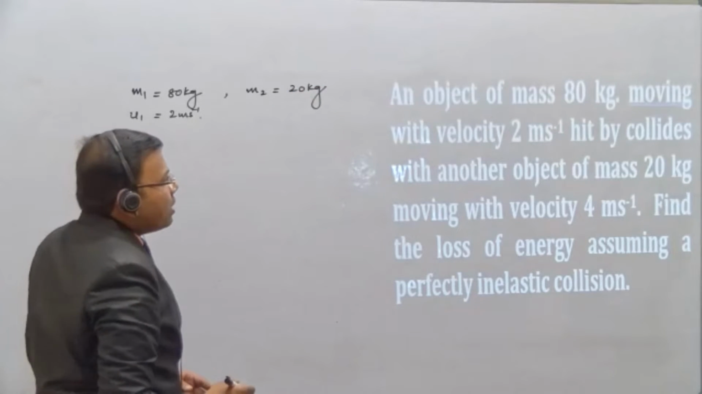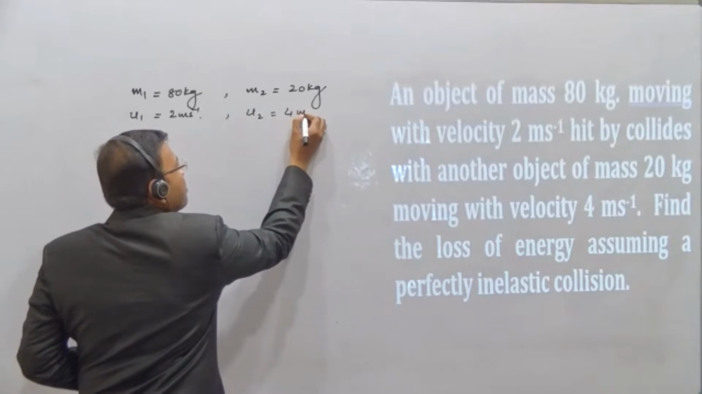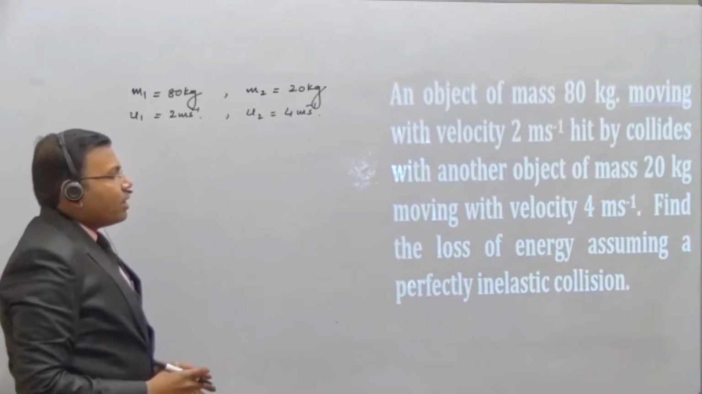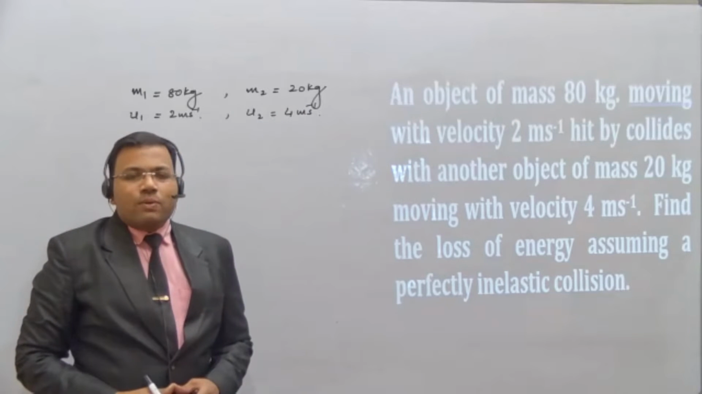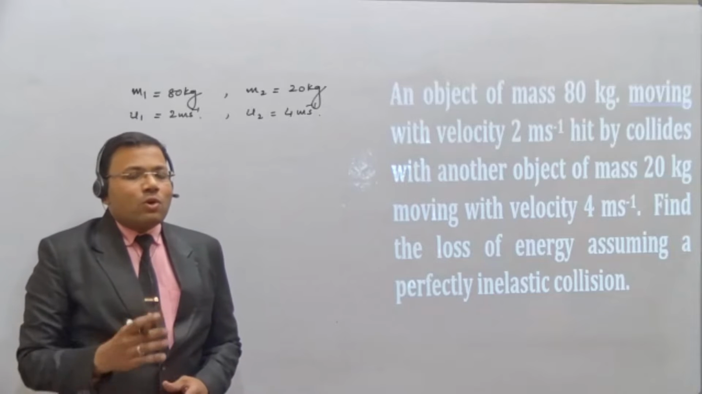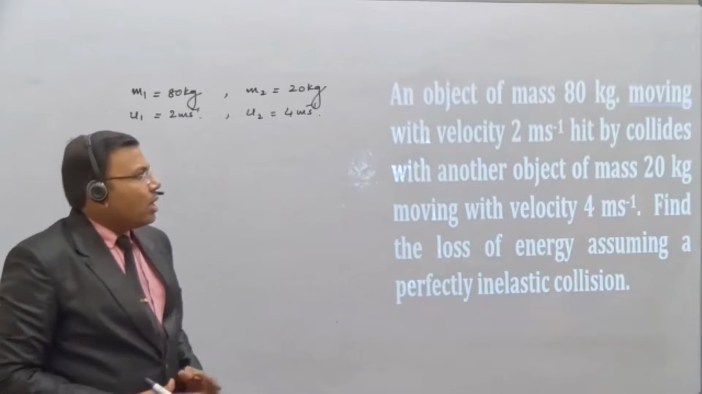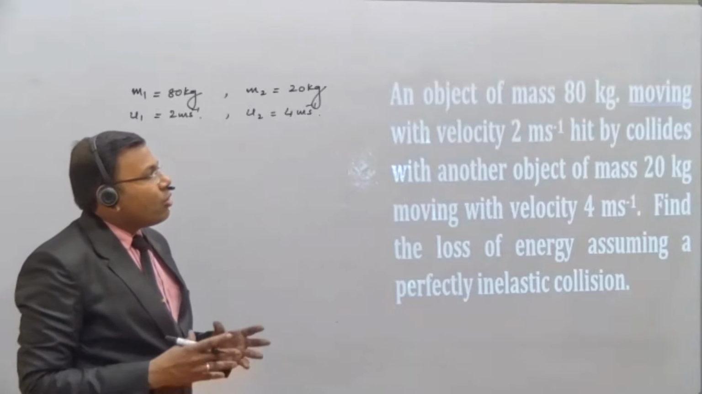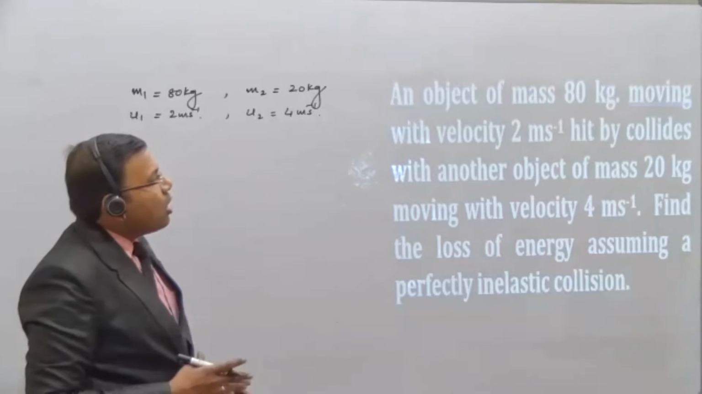And this is moving with u2, that is 4 meters per second. Find the loss of energy assuming a perfectly inelastic collision. So here we need to calculate the loss of energy. One thing to be careful here: they have not mentioned in what direction they are moving, whether they are moving in the same direction or in the opposite direction.